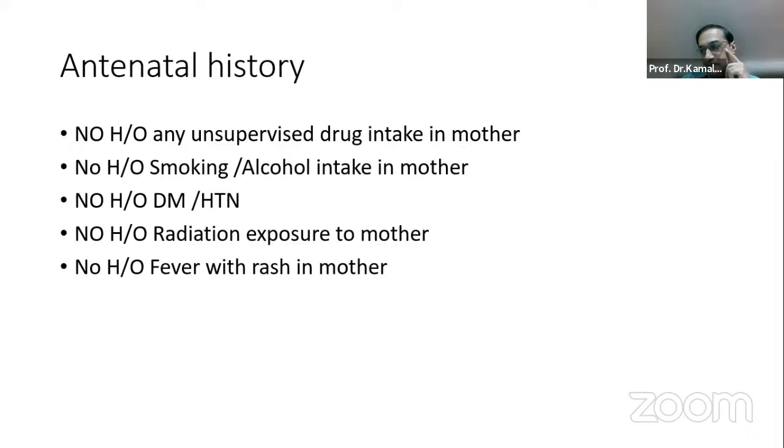This you should know, Mohit. This is an entrance question, not an exit question. Which trimester? Any trimester? She had fever with rash in the third trimester. Any danger?